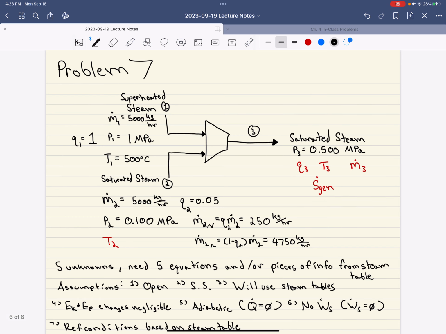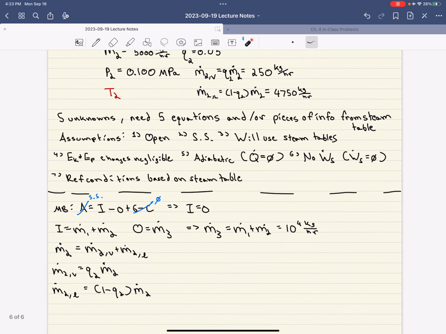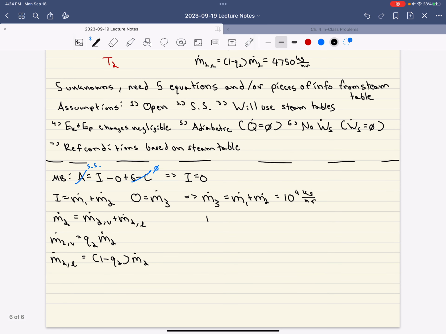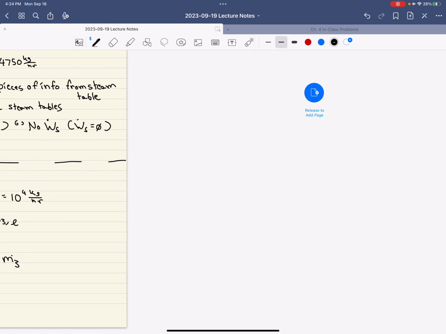Similarly for stream 3, we're told it's saturated, and in the end we want to figure out the quality as well. For stream 3, we can also split it up into the vapor and liquid components, such that M3V is equal to Q3 M3, and M3L is equal to (1 minus Q3) M3. Okay? So from our material balance, we can write out these relationships. Let's now move to the energy balance.